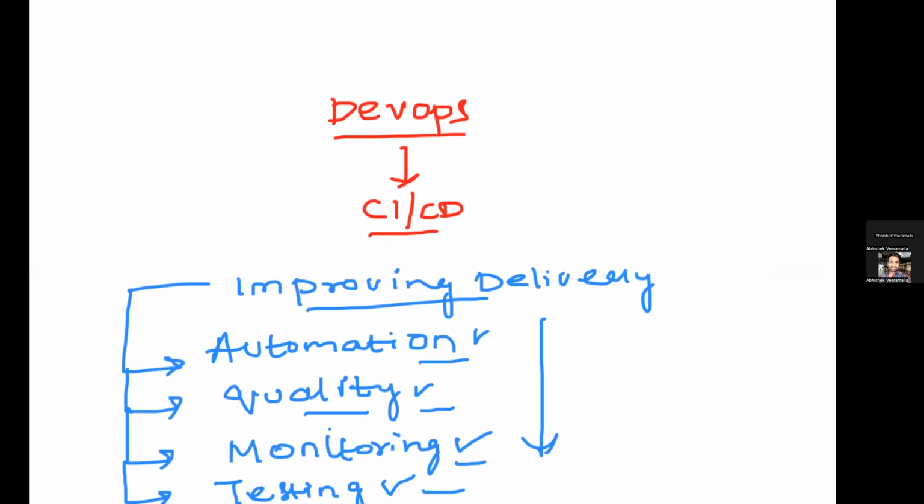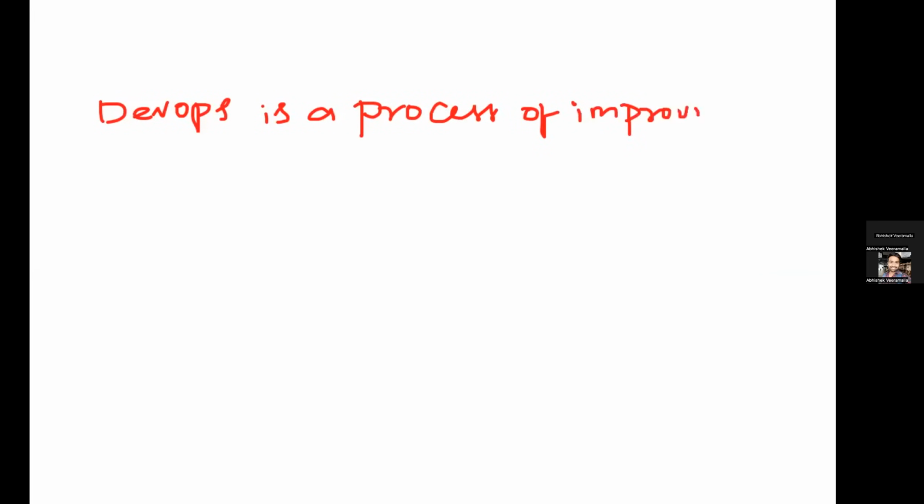Okay. So let's try to put that in. Let me go back. Let me try to put that on paper. For anybody who is just starting to understand the definition of DevOps, what I would say is: DevOps is a process of improving the application delivery.